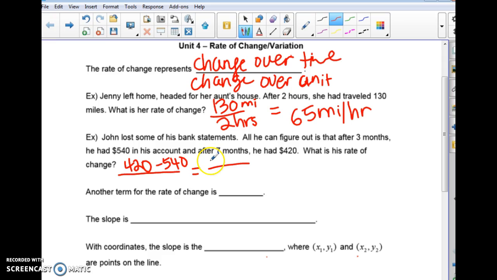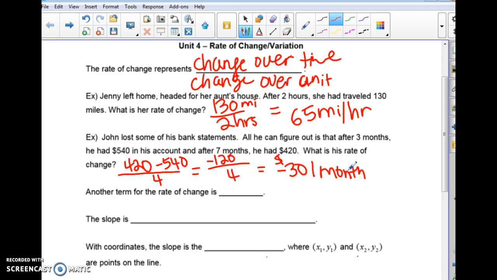So I always want to subtract 420 minus 540 because I want to see how much he lost. If you do the math, that's going to be negative 120. He lost $120. In how many months? From 3 months to 7 months, that's 4 months. So in a 4 month period, he lost $120, which is $30 per month. Right? Okay. So that's a rate of change.